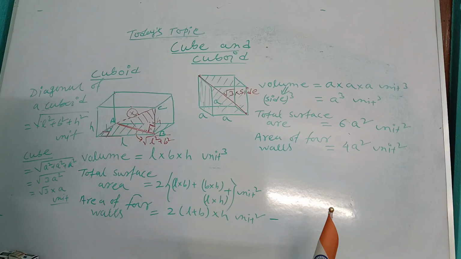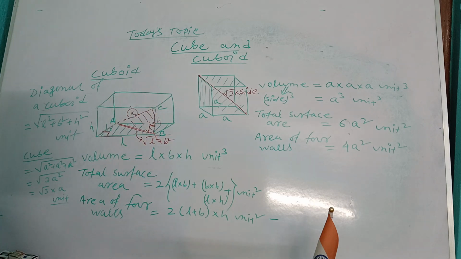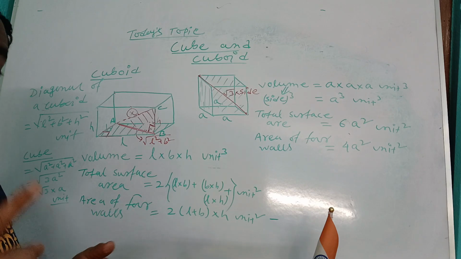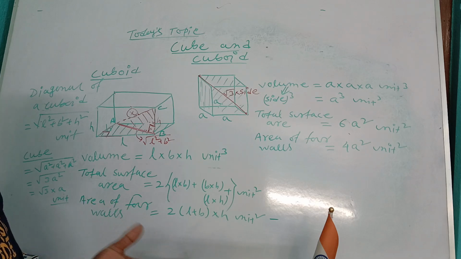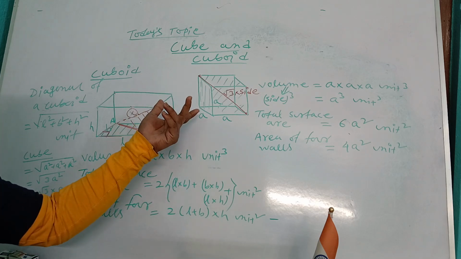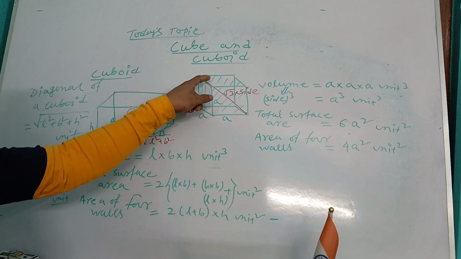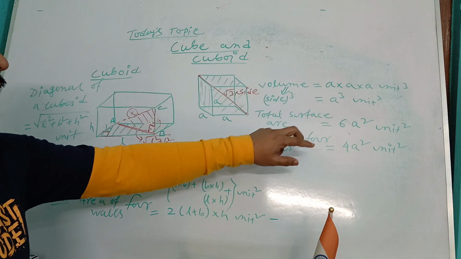This is the overall concept based on cuboid and cube. Just simple, very easy. So don't use the memorization method. Just concept. Remember this one: volume is length into breadth into height, so L into B into H. In case of a cube, all the sides are the same, so A into A into A.